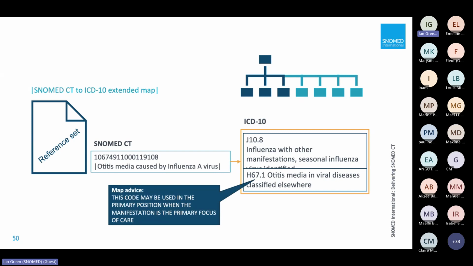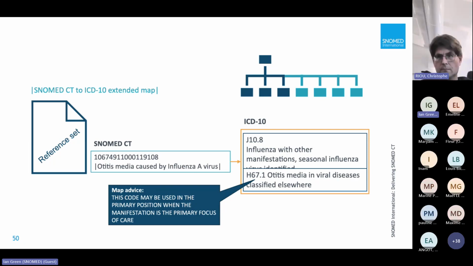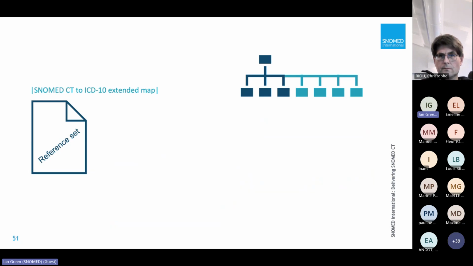But if you're mapping in real life, as opposed to just creating a map, you need to choose one of those. We produce, as part of the release, the mapping advice that goes along with the file. So we'll create the map, but we'll also produce the mapping advice that says, in these circumstances, use this code. If not, use this code.